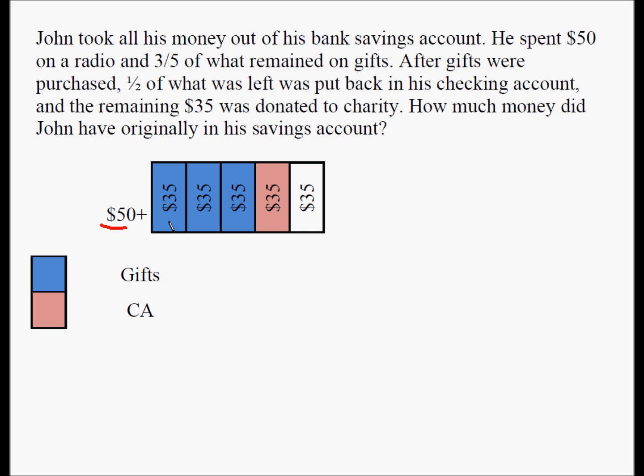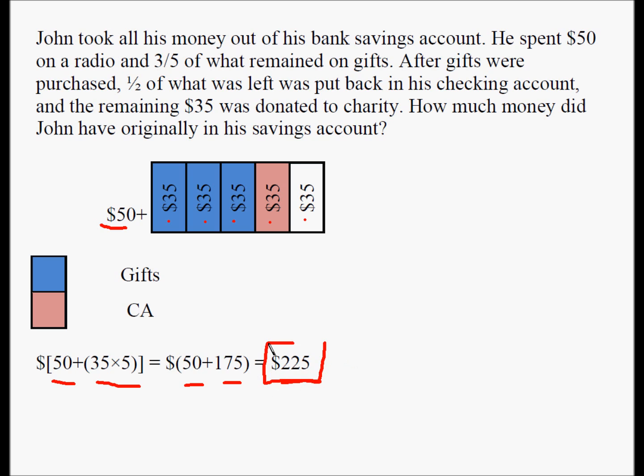$50 plus 1, 2, 3, 4, 5 times 35, which would be 50 plus 5 times 35, which is the same as 50 plus 175, which is the same as 225. This is my answer. He started with $225. And if you go back and walk yourself through these steps in the right direction, you're going to see he was left with $35.